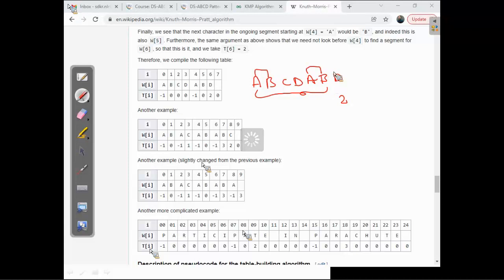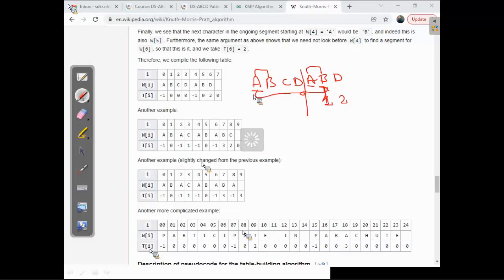Now you should understand why it came as 2. When you are at D, look backward. What is the suffix of the string backward? AB, which is also a prefix. The length of the string which is a suffix and also a prefix is 2. So that is how 2 came. So I write 2 here. Now look back, this will be from B. There is only A, which is a suffix and also a prefix. A is 1. So the next value will be 1.